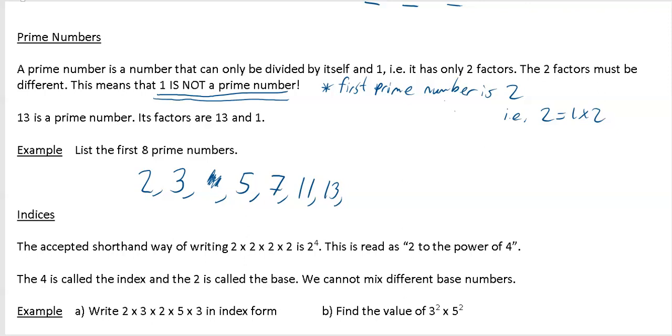16 is even, so it's not prime. 17 is prime because it can only be divided by itself and 1. Let's just count up how many we've got here. 1, 2, 3, 4, 5, 6, 7. One more to go. Next number is 18. 18 is even, so it's definitely not prime. The next number is 19, and 19 is prime as 19 can only be divided by itself and 1. So there you have it. I've got my first 8 prime numbers.